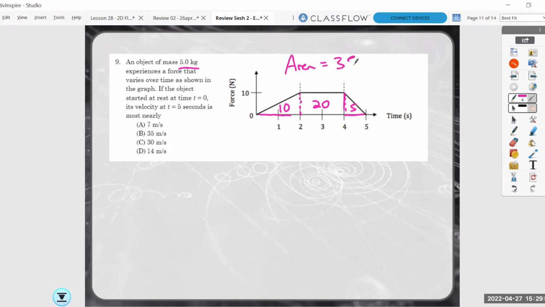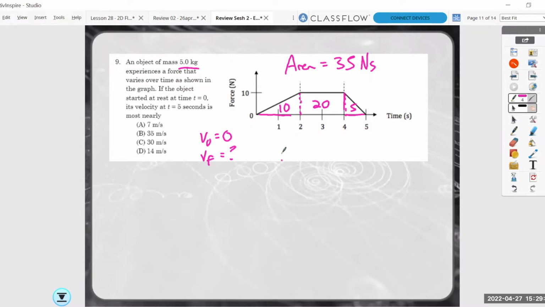Thank you. So the total area here is going to be 35 newtons times seconds. This is an impulse question. Force times time gives us impulse. So this force, whatever it is, is applying an impulse of 35 newton seconds. It then says the object started at rest, so it had an initial velocity of 0. Then what's its final velocity at the end of all of this?